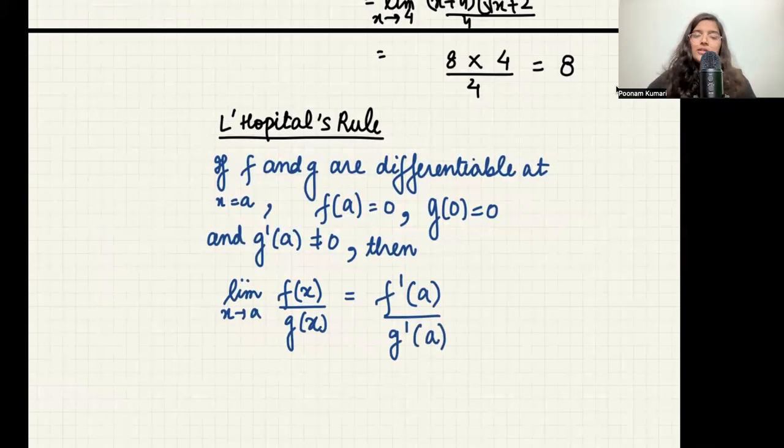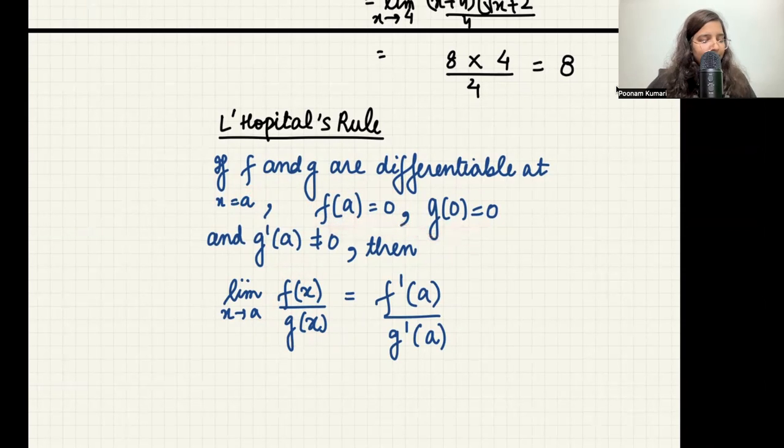So what is the rule saying? Let's understand that once again. If you have two functions f and g, and they are differentiable at the point where you're trying to figure out your limit, that is the rule. And then your value at x equals a for both f and g is 0 and 0. So you get a 0 by 0 form if you try to put this value here. So you have that complication. Unless you have that complication, you should not be applying this rule. This rule can be applied only when this is the case.